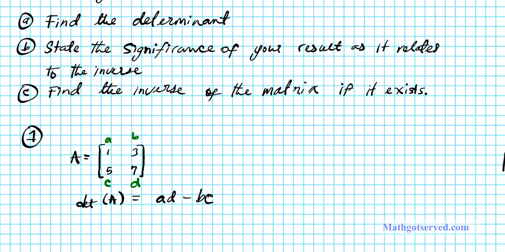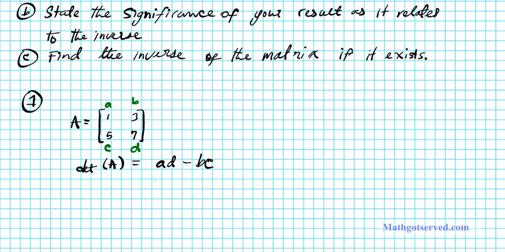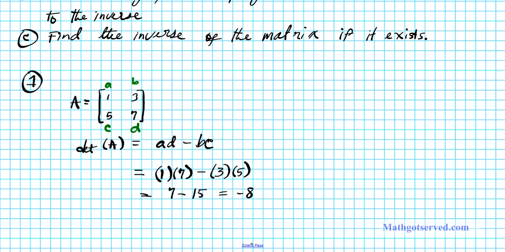All right. So let's go ahead and apply the formula AD minus BC to matrix A. We're going to have AD is 1 times 7 minus BC. BC is 3 times 5. So 1 times 7 is 7. 3 times 5 is 15. 7 minus 15 is negative 8. So that is the determinant of your matrix.